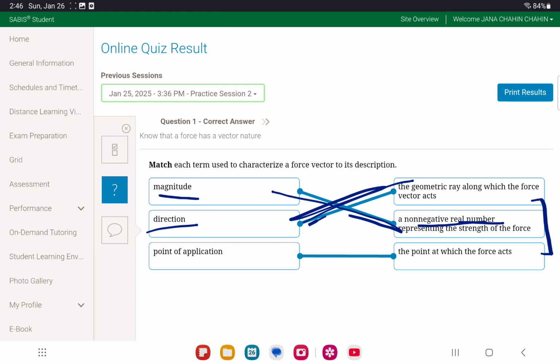Point of application. In normal life, when you touch something, the point where you touch these two things, something with your hand, it's between your hand and the thing you're touching. So it's the point of application. So that's that.